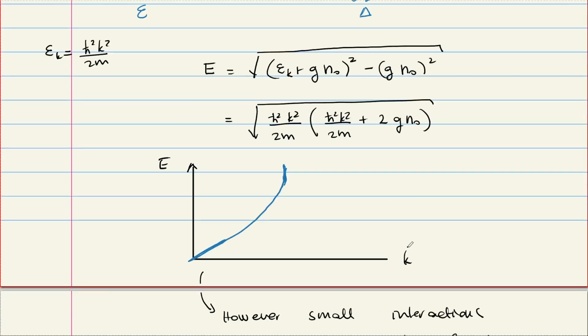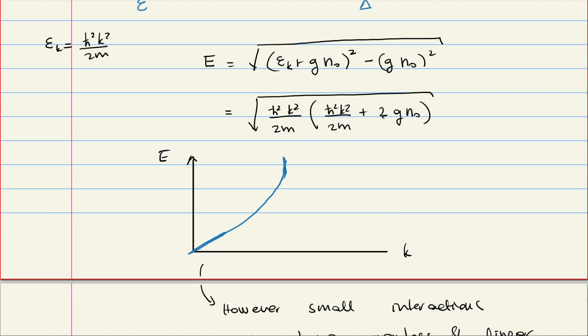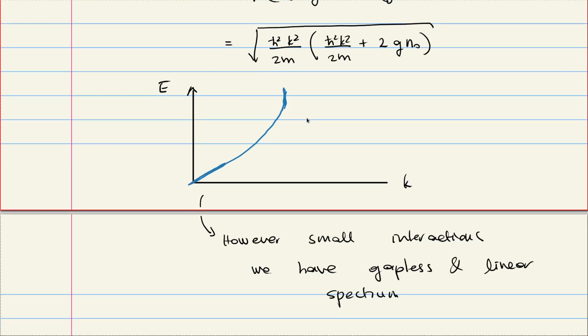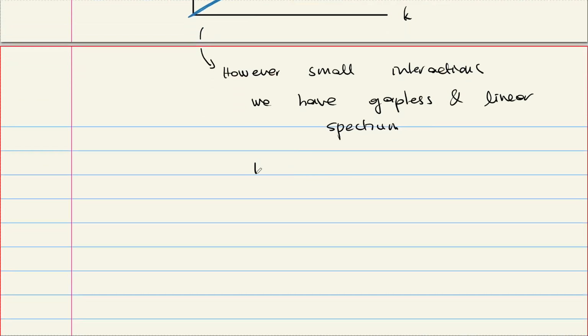And you can already see, you can do the Taylor expansion. If you do the Taylor expansion, I think, what did I find here? So I found this thing to be: E is proportional to some c, the sound velocity, times k, and the sound velocity comes out to be square root of h bar squared over m g n 0. Okay.